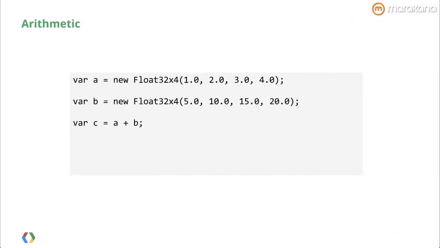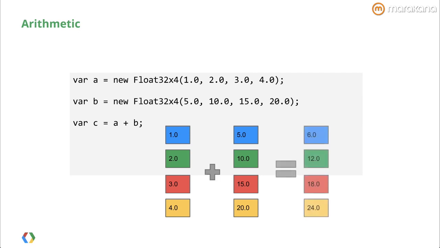So doing arithmetic is very natural. Constructed two vectors here, a and b. We add them. We add all four numbers at the same time. It reads very nicely. I mean, var c equals a plus b. It just happens to be using a SIMD unit behind the scenes.